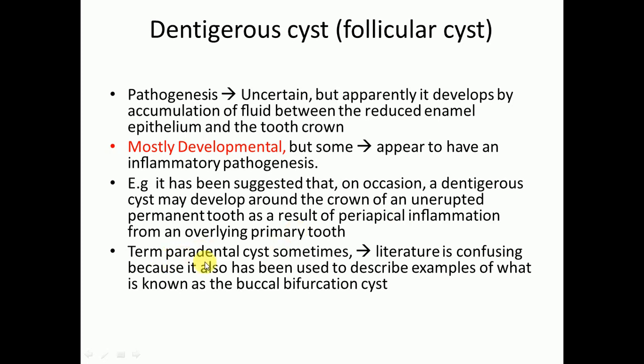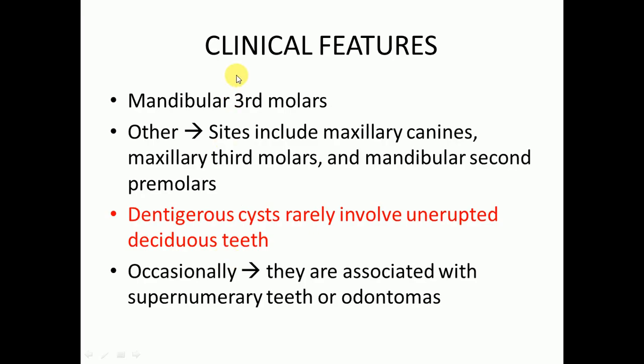The term periodontal cyst sometimes was used for the dentigerous cyst, but it was confusing because it also has been used to describe what is known as the buccal bifurcation cyst. So it is better to use dentigerous cyst rather than using periodontal cyst. And now we'll discuss about clinical features.